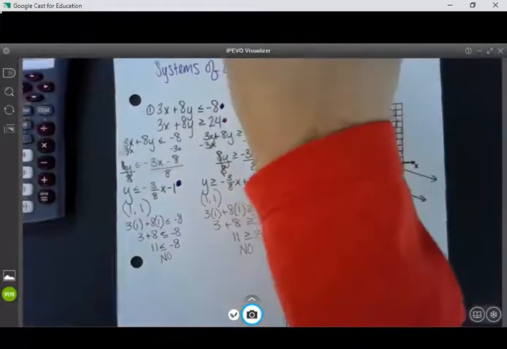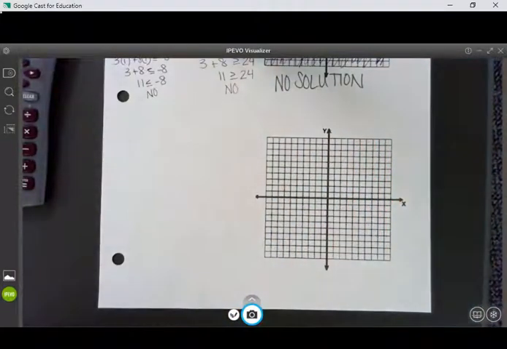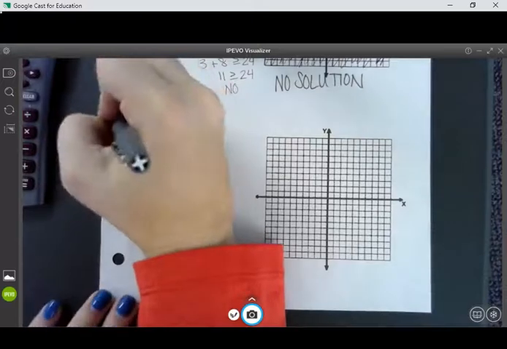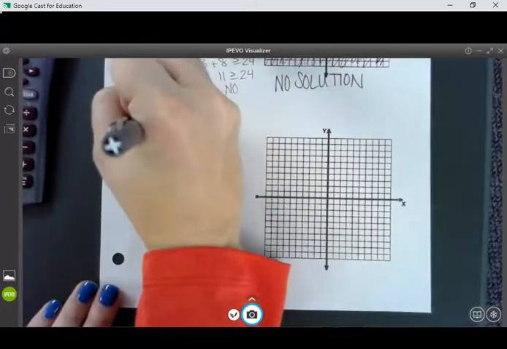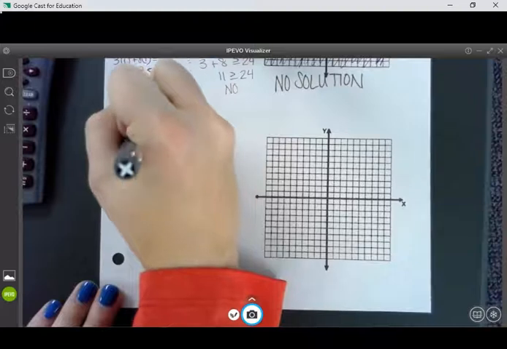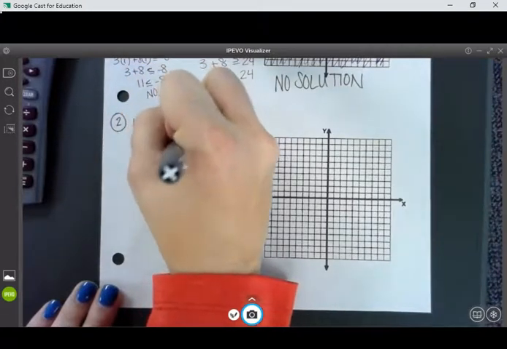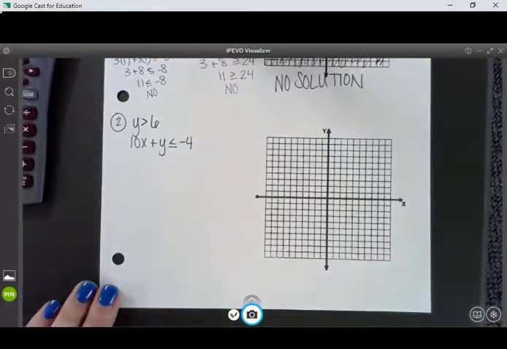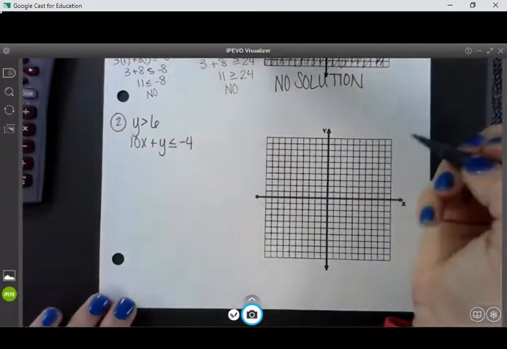All right, let's do a second one. So y is greater than 6, and 10x plus y is less than or equal to -4. Okay. So this first one doesn't need to be changed, so I'm going to go ahead and graph it.